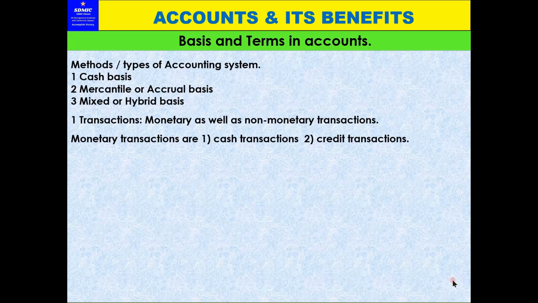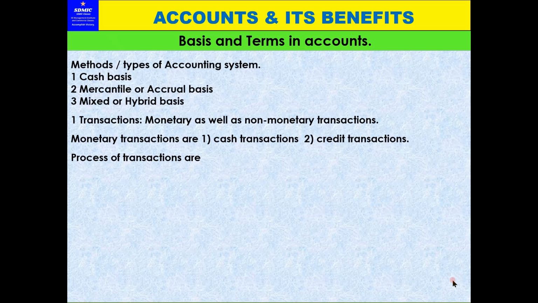Monetary transactions are cash transactions or credit transactions. A cash transaction means it happens immediately on the spot. In a credit transaction, whether it is a sale or a purchase, it is recorded when it is made, and when the payment is done after some time, that payment entry is made. So that is a credit transaction.